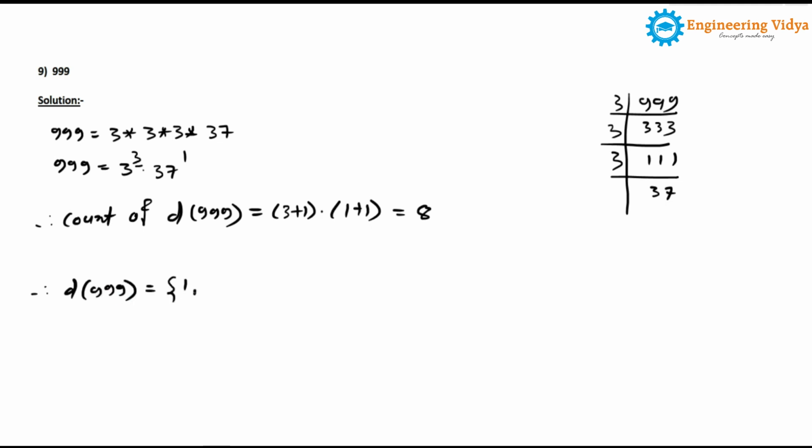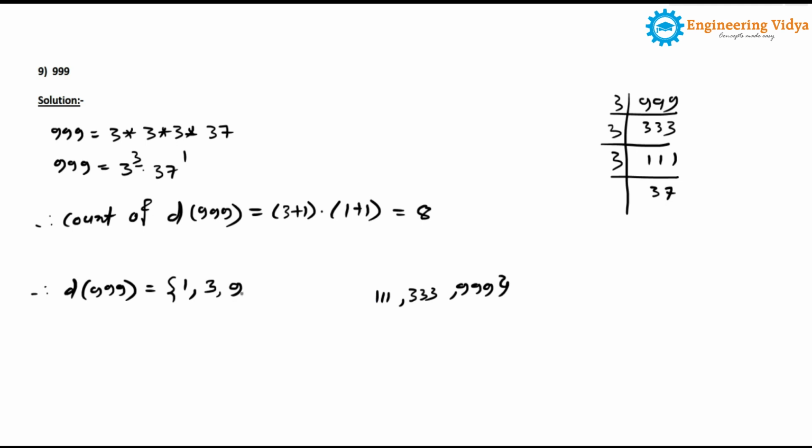Every number is divisible by 1 and itself, right? And itself means 999. Now I'll check other numbers. 2 cannot divide, but 3 can divide, right? If I divide by 3, then 333 will be the quotient. So we'll write 333 also can divide 999. Now 3 3s are 9, right? So 9 also can divide this number. If you divide it by 9, then 111 will be the quotient, so it means that 111 also can divide.